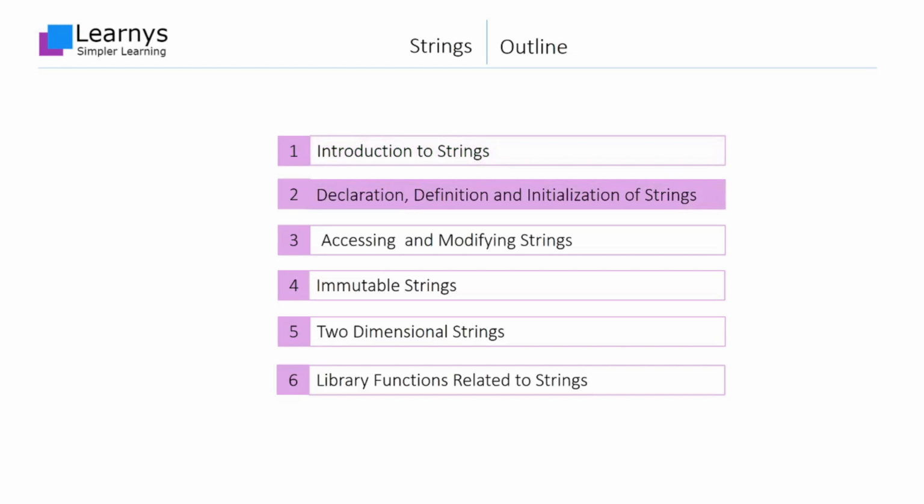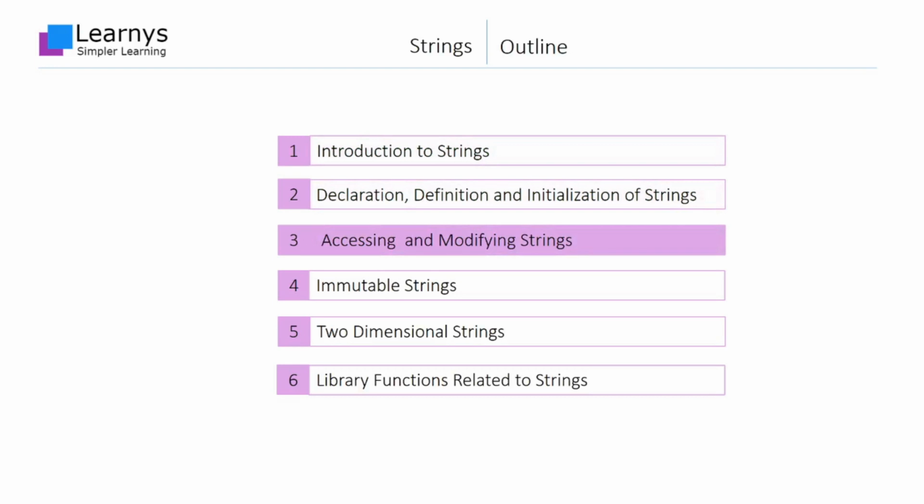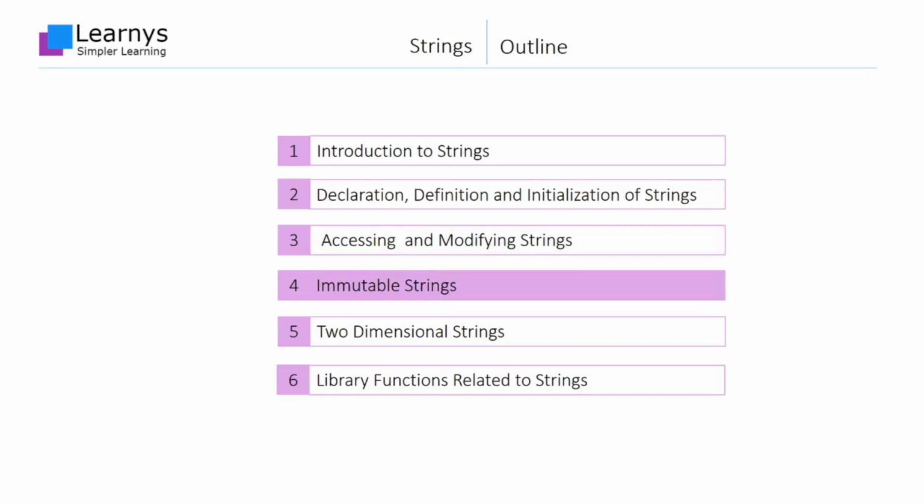Then we will see the declaration, definition and initialization of strings, followed by the discussion on access and modification of string characters. The strings discussed so far are mutable in nature, which means they can be modified once created. The C language has an option of immutable strings too, which will be discussed next.